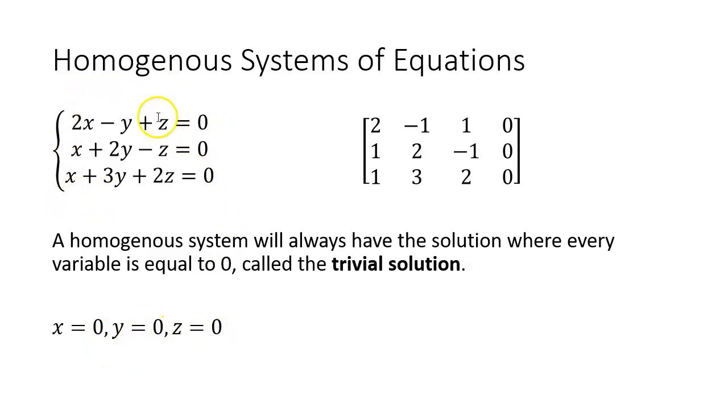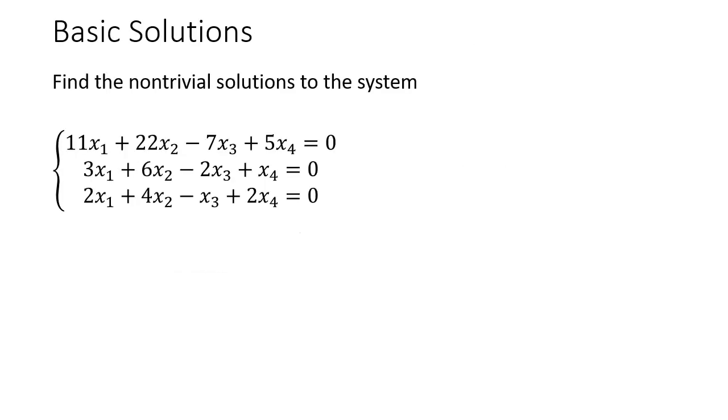Because if each of the variables were equal to 0, we would of course get 0 out. This is called the trivial solution because it's kind of obvious and not particularly exciting, but it is something that a homogeneous system of equations will always have. So one of the questions we often want to ask is, is there a non-trivial solution? So let's see if we can find the non-trivial solutions to this system.